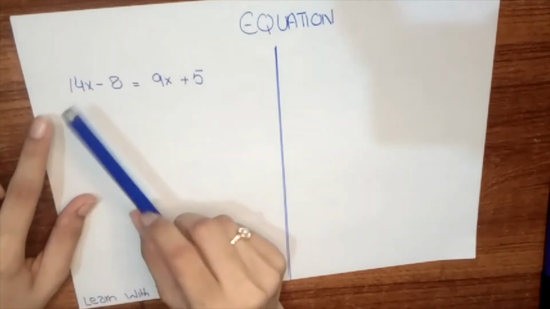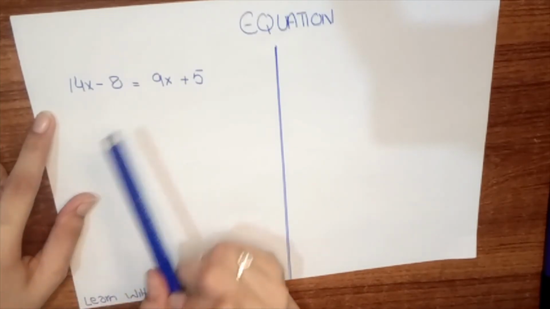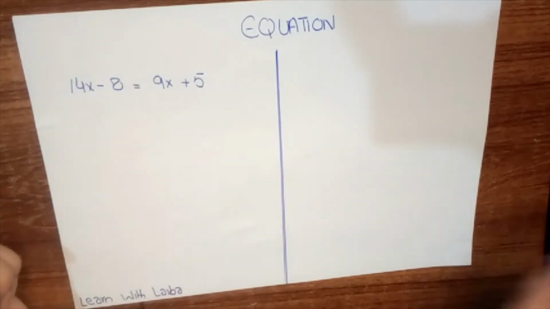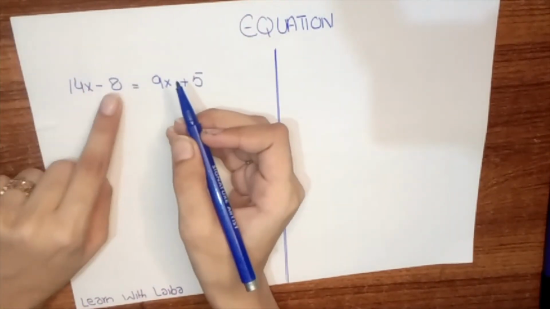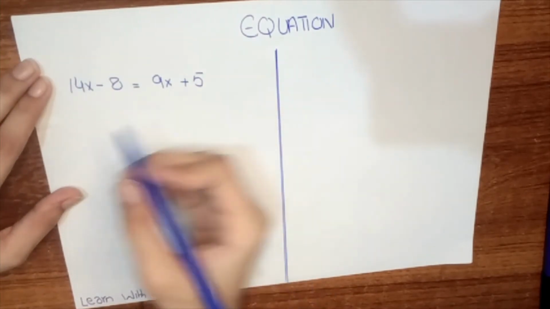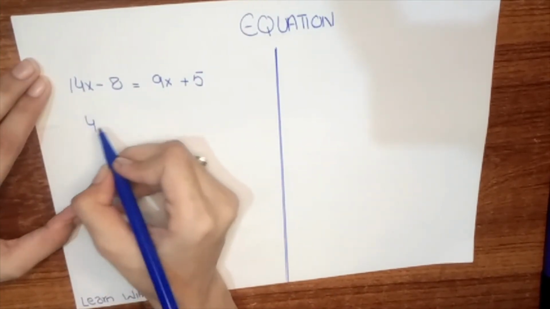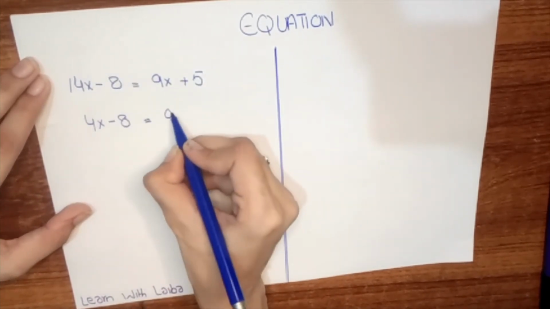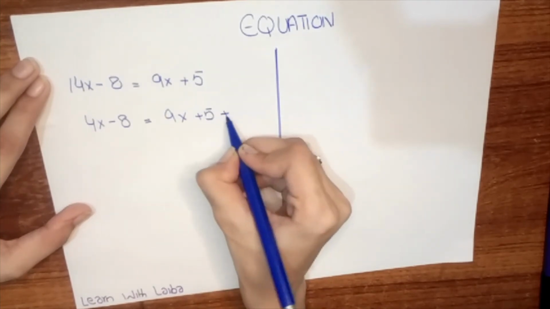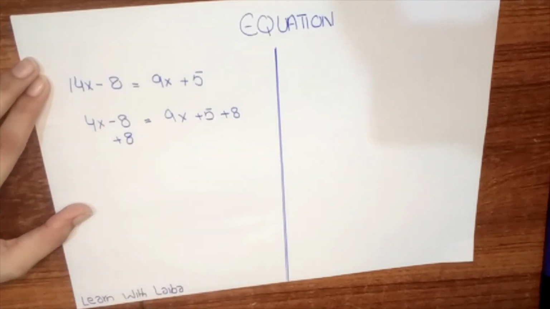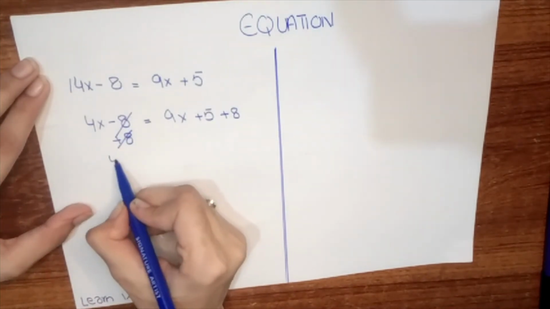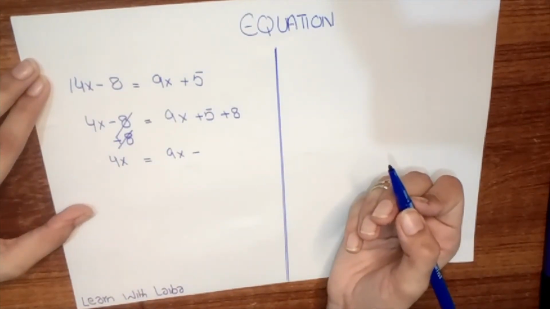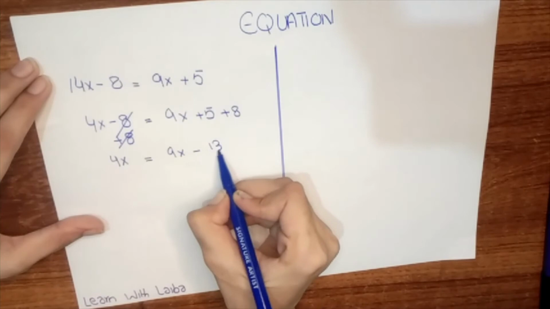Let's take another example: 4x minus 8 equals 9x plus 5. Here we have two variables, x and x. One is on the left side, the other is on the right side. First of all, we have to get rid of this minus 8. How can I get rid of it? By adding plus 8. So it will be 9x plus 5 plus 8, and I have to add plus 8 here as well. Both the numbers will be cancelled. Now 4x equals 9x plus 13, since 8 plus 5 equals 13.